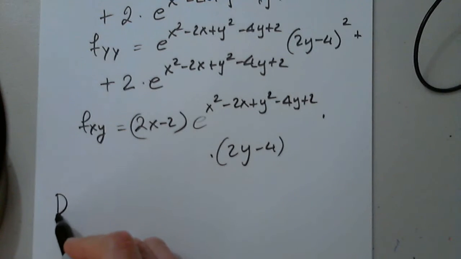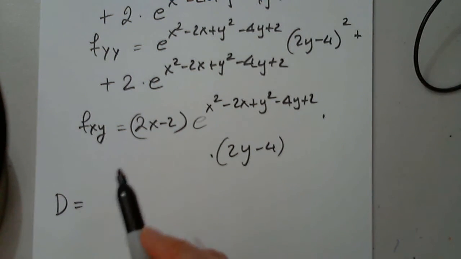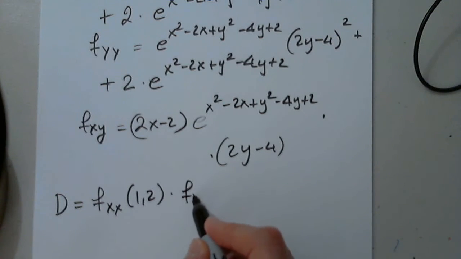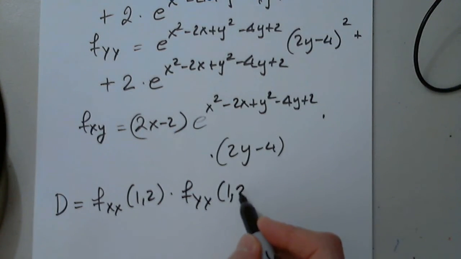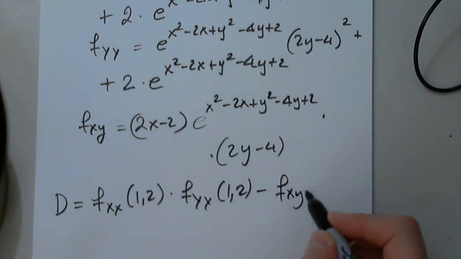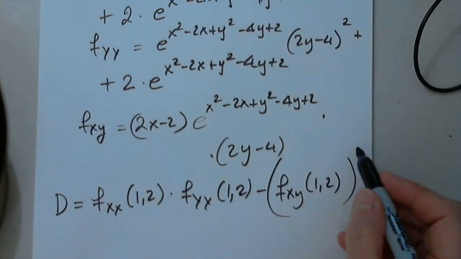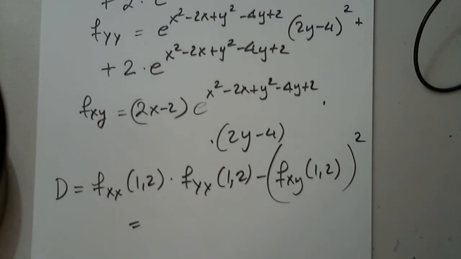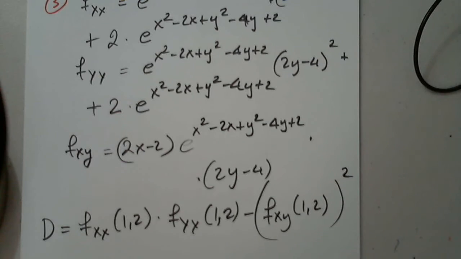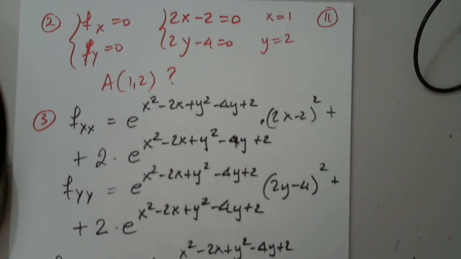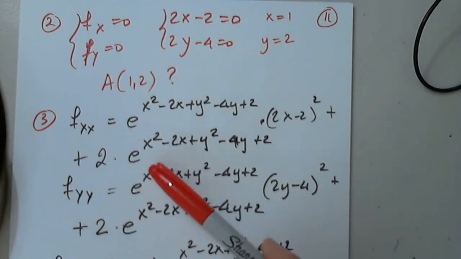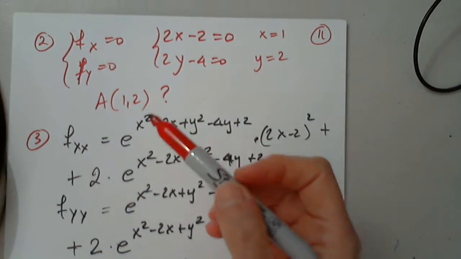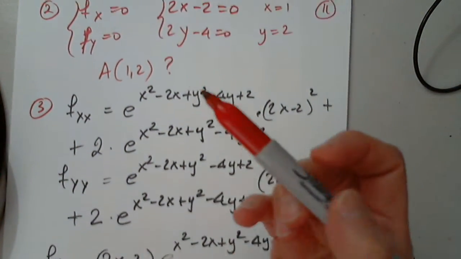Okay, so D for (1, 2) will be fxx at (1, 2) times fyy at (1, 2) minus fxy at (1, 2), everything squared. Okay. So now, careful, careful, careful, because the only thing is to be careful when we evaluate at (1, 2). Okay, so I'm going to do it in 2 steps.